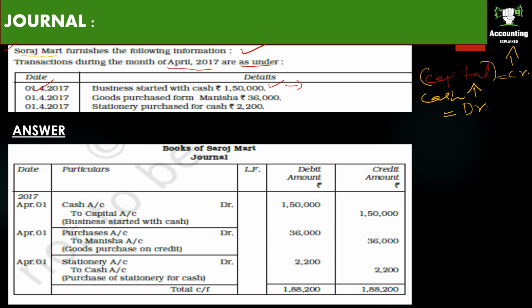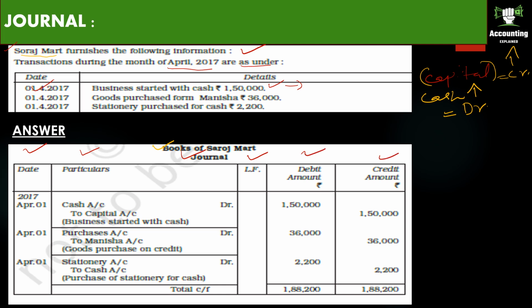Let us see how to write. First, start by writing books of Saroj Mart. In whose books we are writing, we have to first write. Then you are going to write journal. Now you have to have 5 columns. First column is dedicated for date. Second is for particulars. Next is LF. LF is what? Just now we learnt, no? It is ledger folio. Next, debit amount, credit amount.